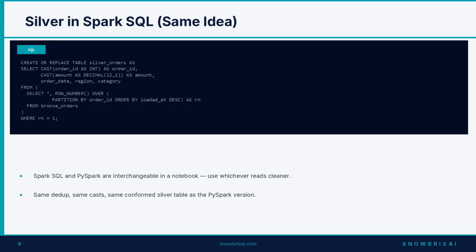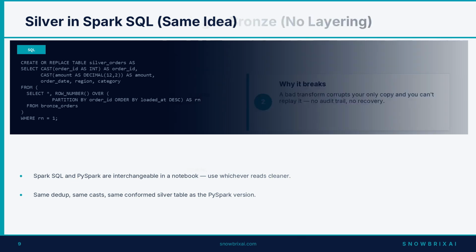Now the same idea in Spark SQL. Take a look, we create or replace silver_orders. We cast order ID to int, amount to a decimal and so on. Inside a row_number window, partition by order ID, newest loaded_at first, then we keep only row number 1. Notice something powerful. Spark SQL and PySpark are interchangeable in a notebook. Use whichever reads cleaner for the team, same dedup, same cast, same conformed silver table. The engine does not care. Pick the language your reader understands fastest.